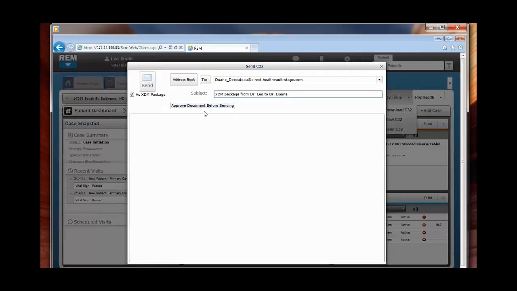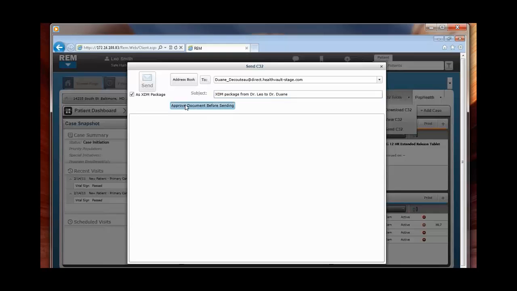We have added additional and optional capabilities to allow Dr. Leo to review the tagged or annotated C32 prior to its release to Dr. Duane at the VA. Dr. Leo clicks on the Approve Document Before Sending button. At this time, the following will occur.